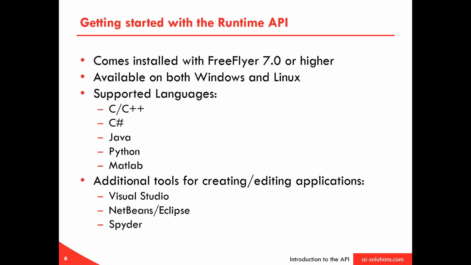The Runtime API comes installed with FreeFlyer 7.0 or a more recent version. It's available on both Windows and Linux. We currently support 5 different interfaces: a C/C++ interface, C#, Java, Python, and Matlab.